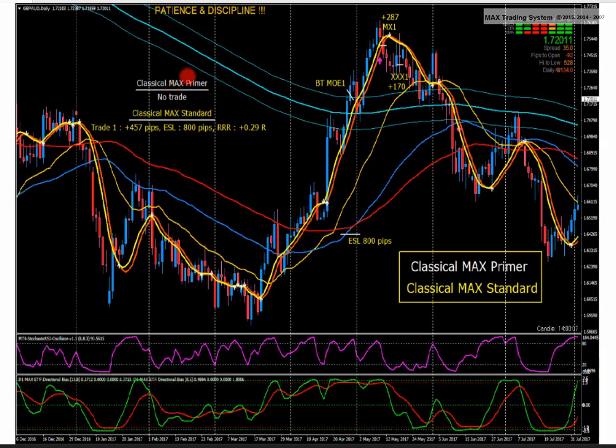With the max primer, we had no trade at all. This is an example where, in this up movement, we had no possibility to have a max primer trade, but with the classical max standard, we had one trade here. So with the max primer, no trade. With the classical max standard, only one trade here.